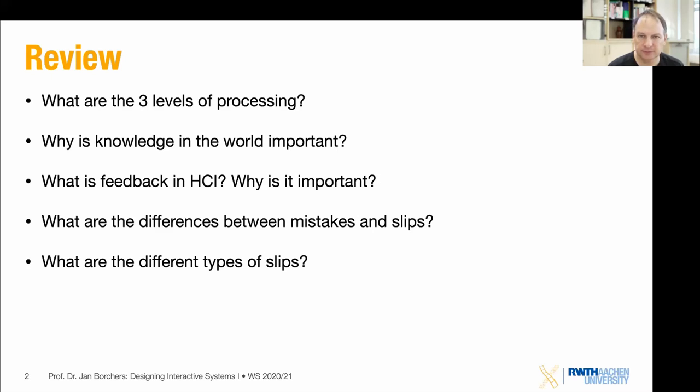Yep, that's fine. Okay, so they are action-based slips, where you just perform the wrong action, and I think then they are memory lapse. Mm-hmm. So your memory failed, and therefore you intended the wrong action. Yep, that's right.